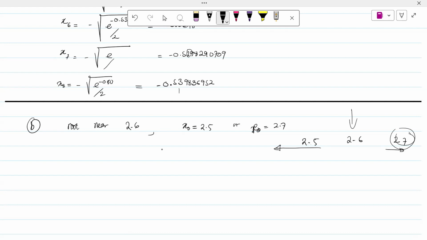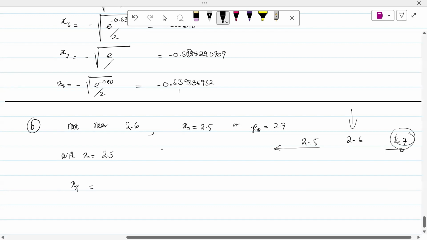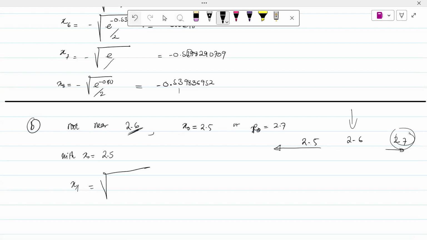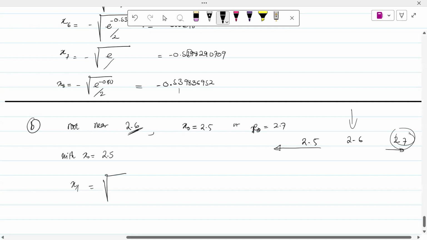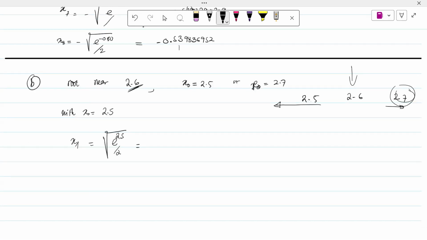So we start with x naught. With x naught equal to 2.5, let's see. So this will be our x1. Since this root is positive, we don't need the negative part of the square root, because the root given to us here is 2.6, which is a positive number. So I have to use the positive root. So this is the square root of e to the power 2.5 over 2. It's 2.46.